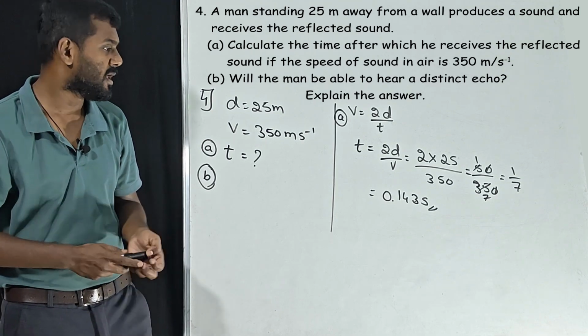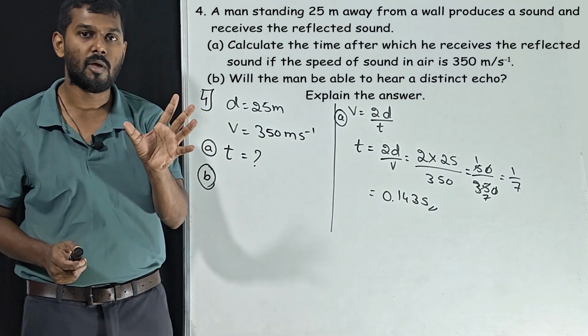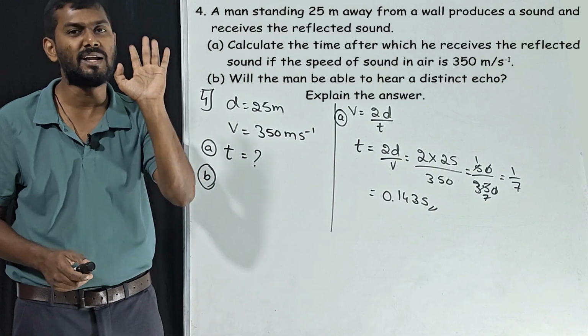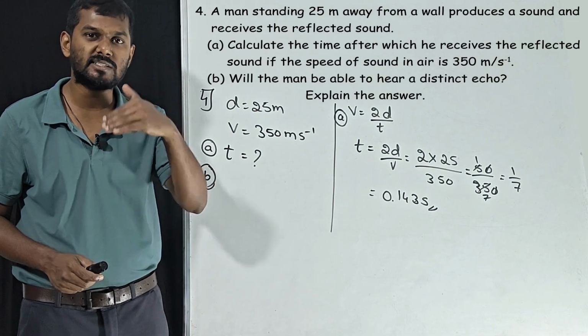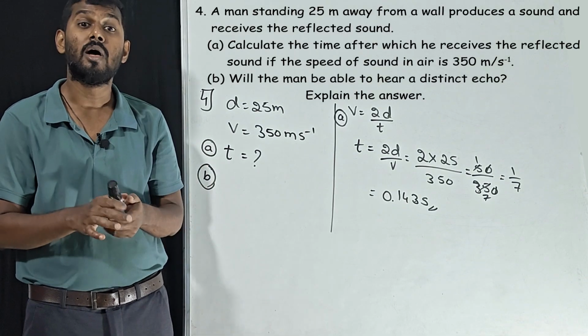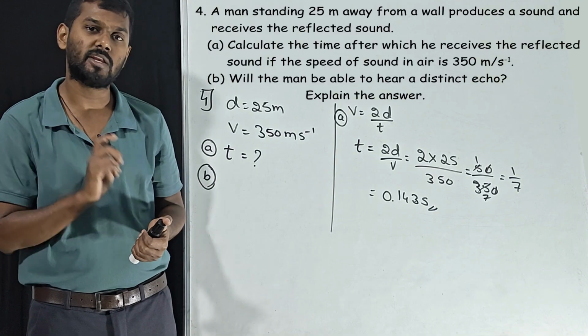What is the minimum time? 0.1 second minimum. So that is a minimum time. More than that we can get an echo. Exactly at 0.1 also we can get an echo. Less than 0.1 we cannot get an echo.